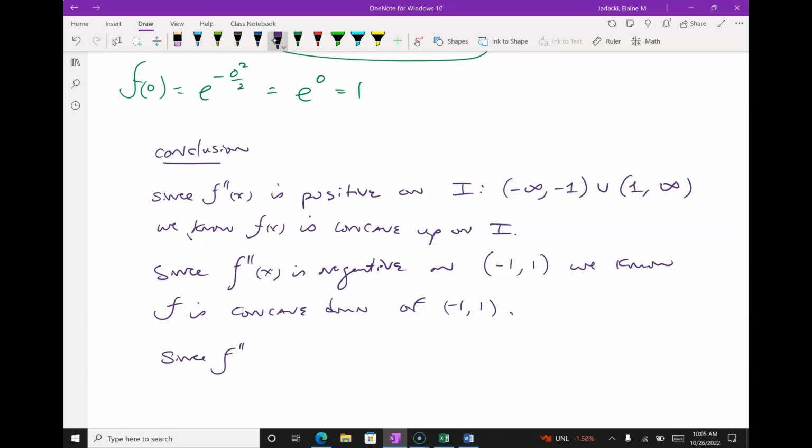Since f double prime changes signs, and for inflection, I don't care positive to negative or negative to positive. It doesn't matter. For local min and max, it does. So f double prime changes signs at plus or minus 1, and f of plus or minus 1 equals 1 over square root of e. So plus or minus 1 comma 1 over square root of e are inflection points.